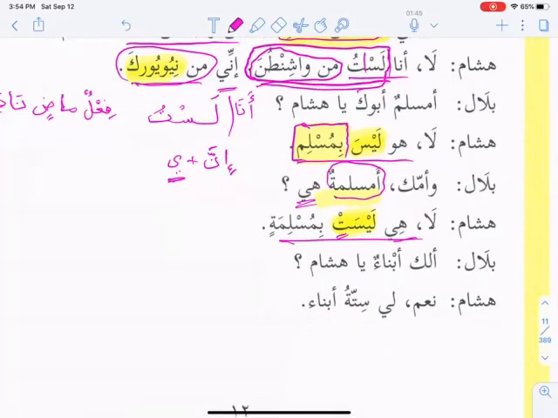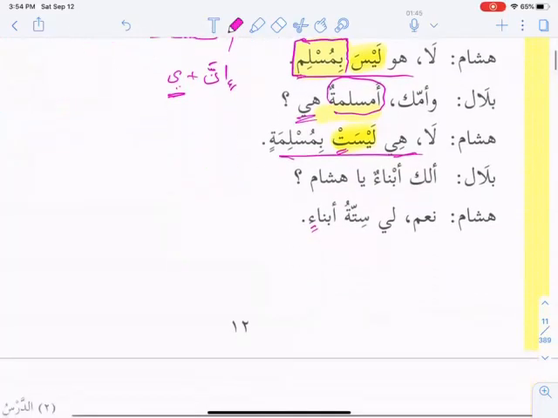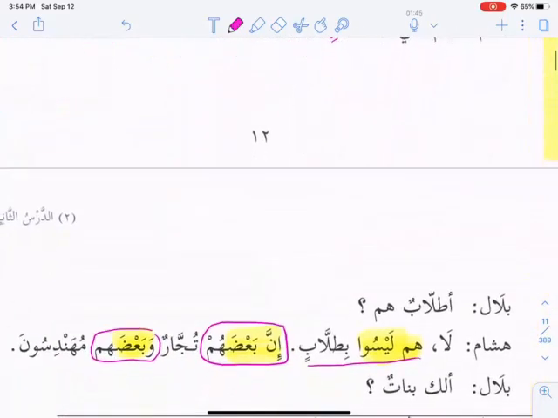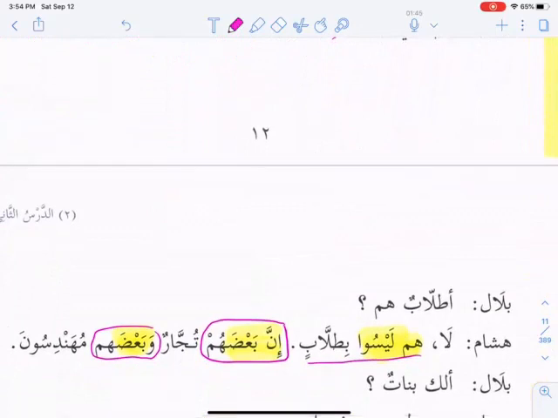Naam, li sittatu abna'in. This you are familiar. Fine. Atulabuhum, are they students? We didn't say ahum tulabun. No, we said atulabuhum. Are they students? La hum laysu bi tulabin. Laysu, because it's a they. Waw is your ismu laysa. Okay.